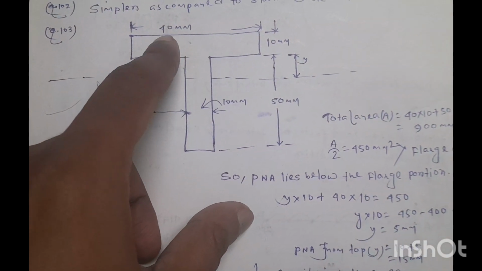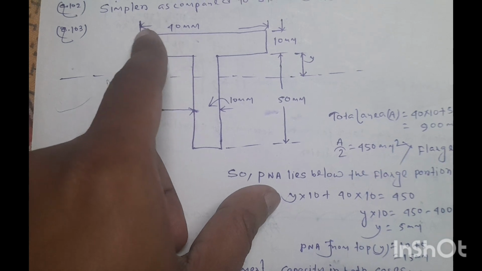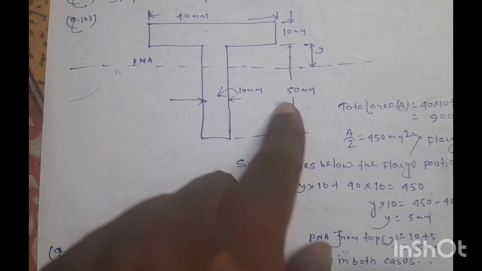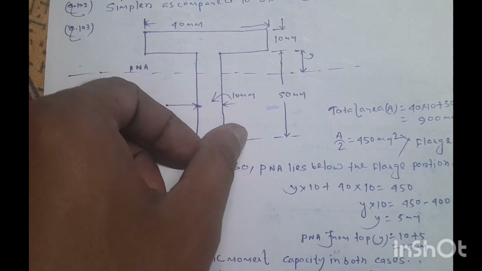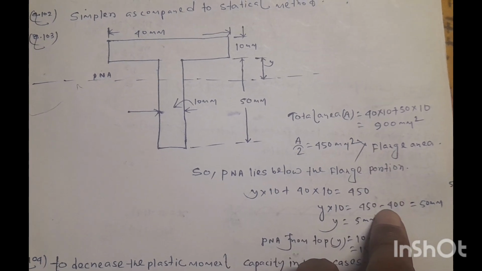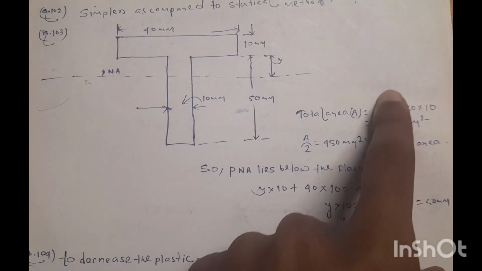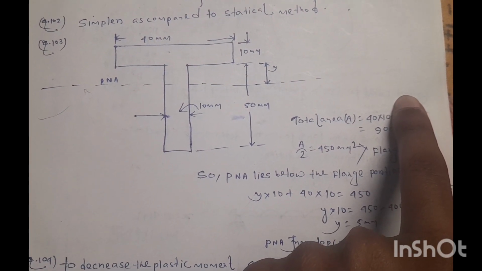Look, this is the T section given in the question. The flange has a width of 40 mm and thickness 10 mm, whereas web has a depth of 50 mm and thickness of 10 mm. So the total area will be 40 into 10 plus 50 into 10, which is equal to 900 millimeter square. Okay, and the half of the area will be 450 millimeter square.